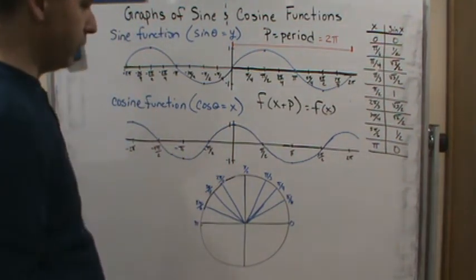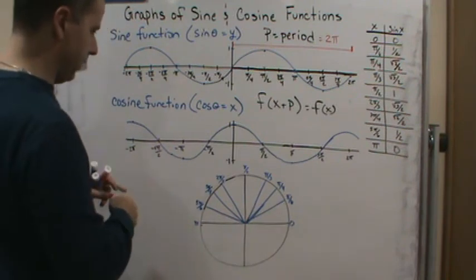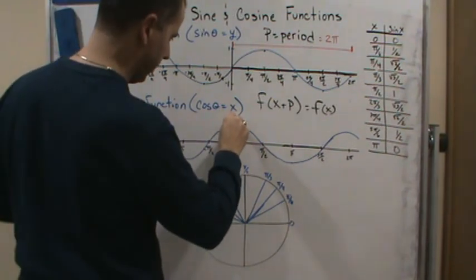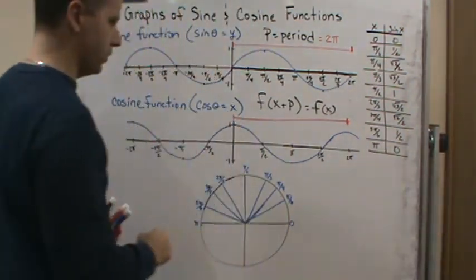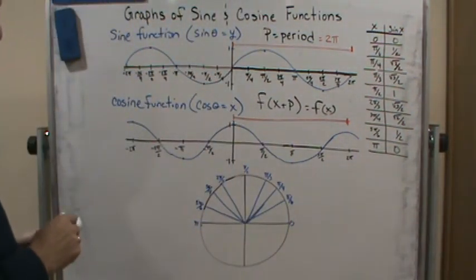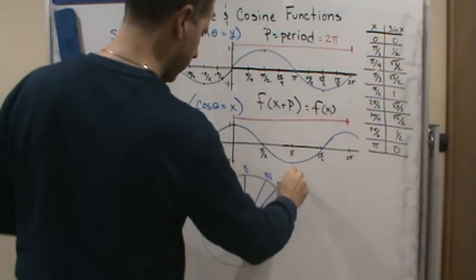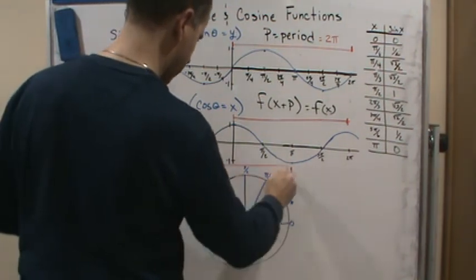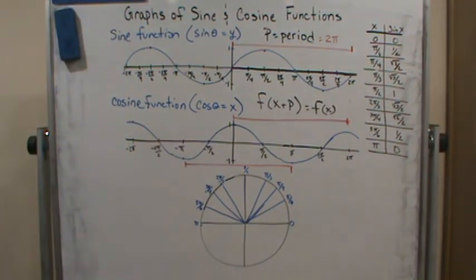So again, you could either measure it from, like I said, from here to here. So you can measure it from here to there, which is 2 pi, okay? Or you can measure it from here, okay? That also gives you 2 pi.